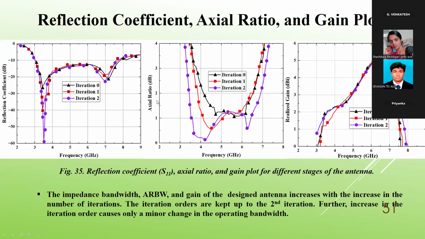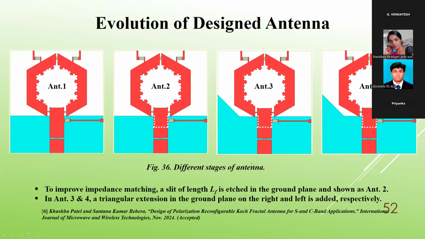So coming to the reflection coefficient for each iteration, iteration 0, iteration 1, and iteration 2. Iteration 2 is giving better bandwidth, and similarly the axial ratio, the 3 dB axial ratio, we can see within 2 we are getting all the values, and gain value also, for 0, 1, and 2 we are getting more than 5 dB. So these are all simulated results based on 3 iterations. So next is the ground plane.